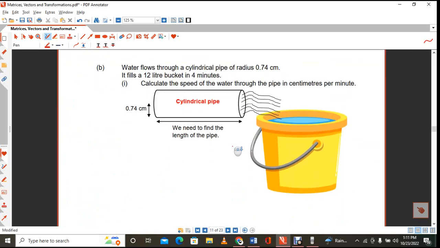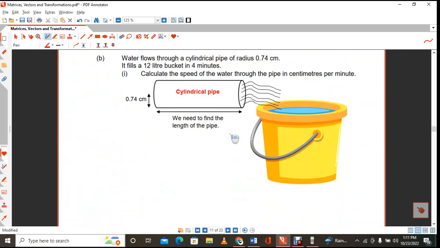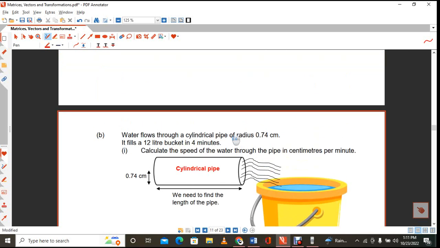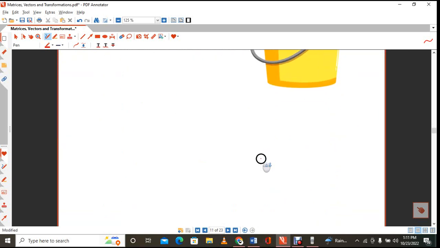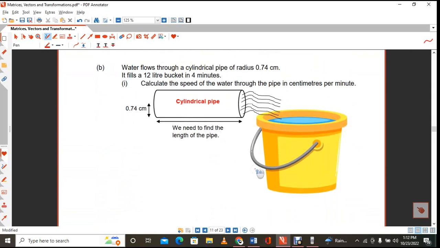Right, it continues though. Water flows through a cylindrical pipe of radius 0.74 centimeters, and it fills a 12-liter bucket in 4 minutes. Okay, so let's see. Part B Roman 1, and B Roman 2 will be something else. Now we need to be able to calculate the speed, in centimeters per minute, of the water through the pipe.